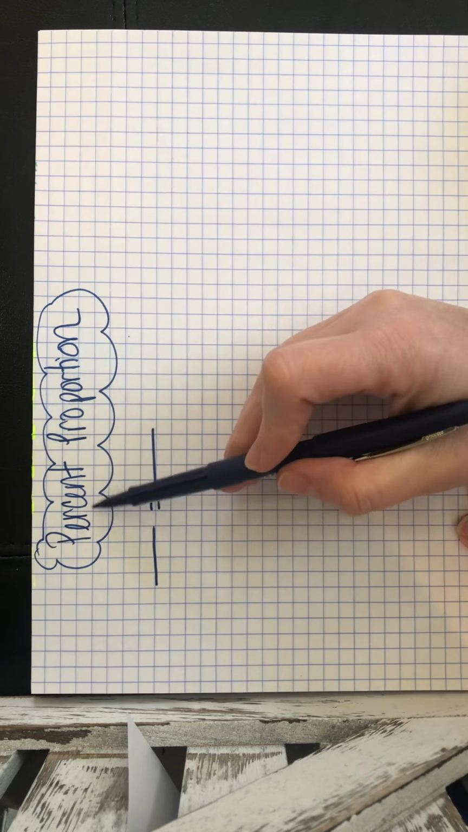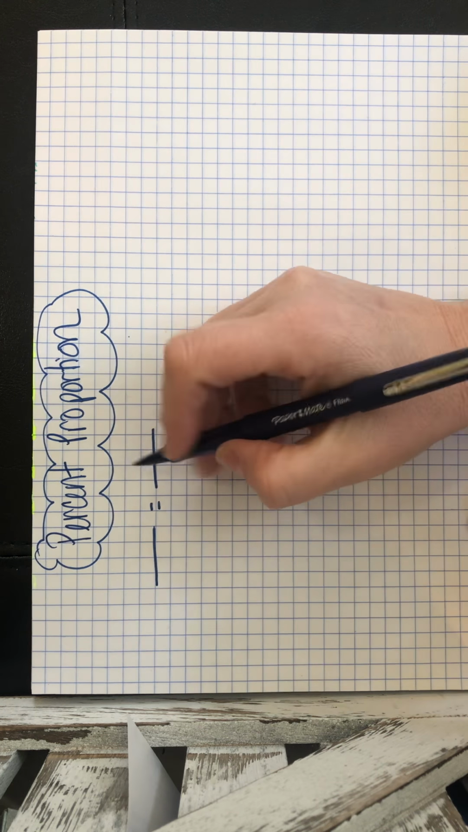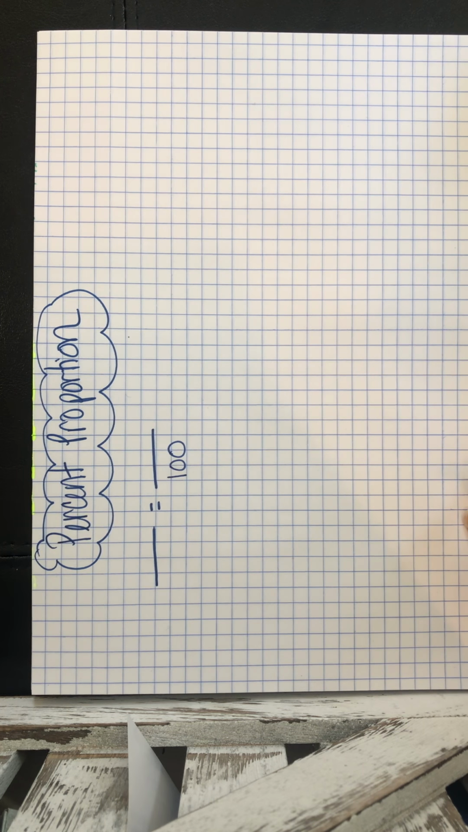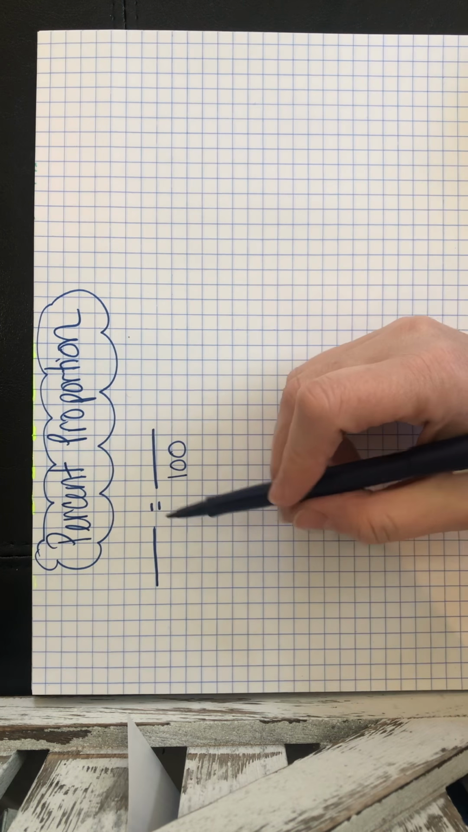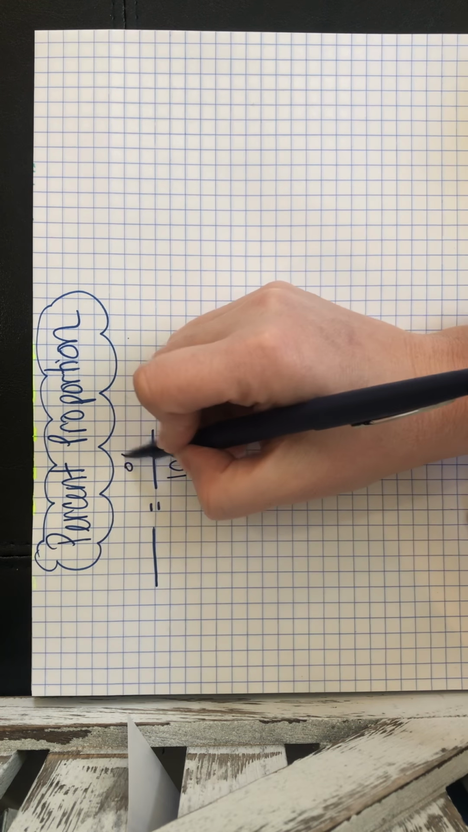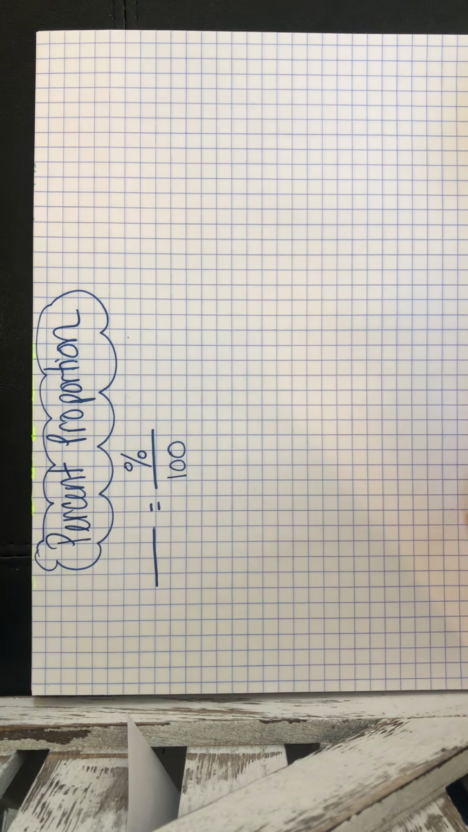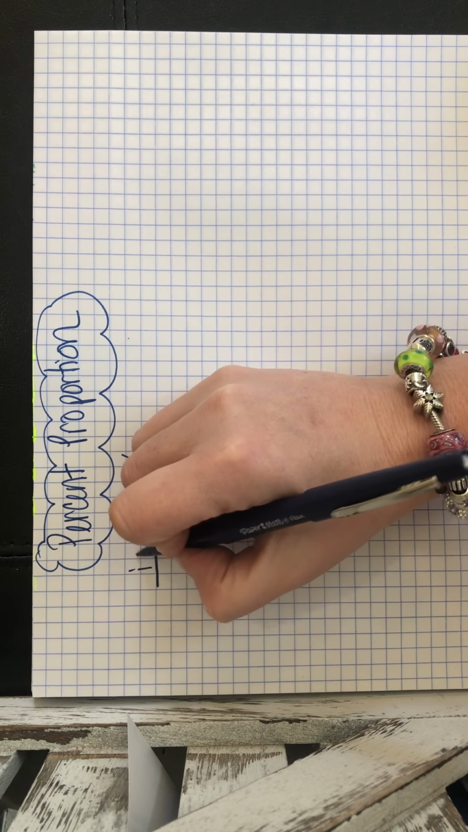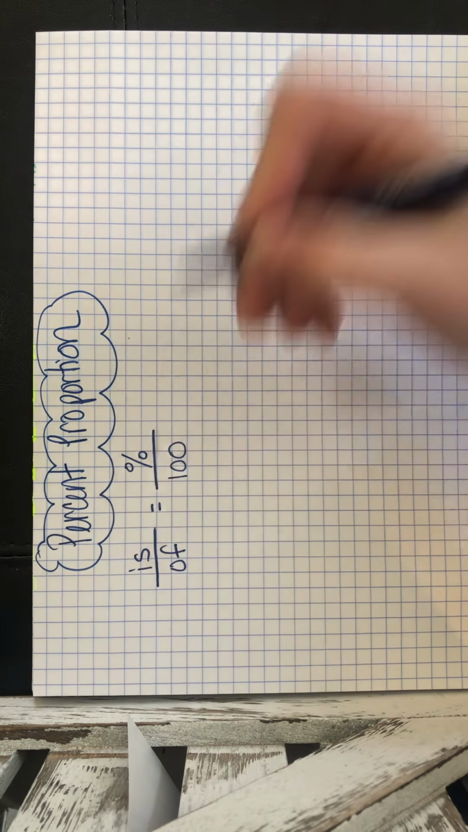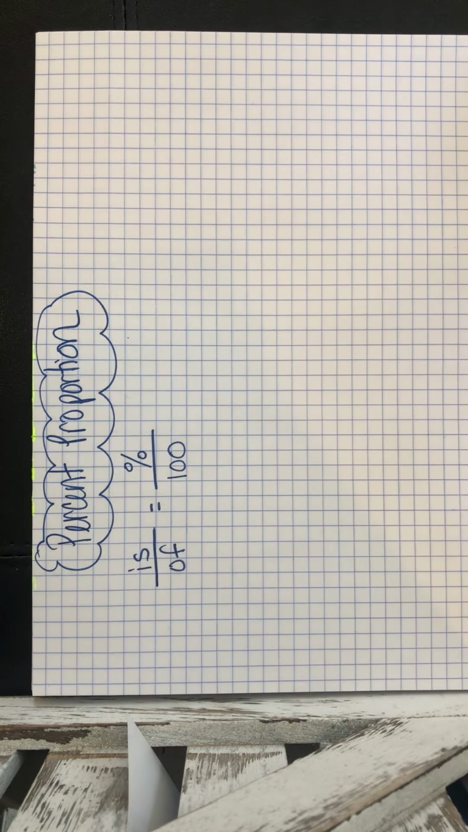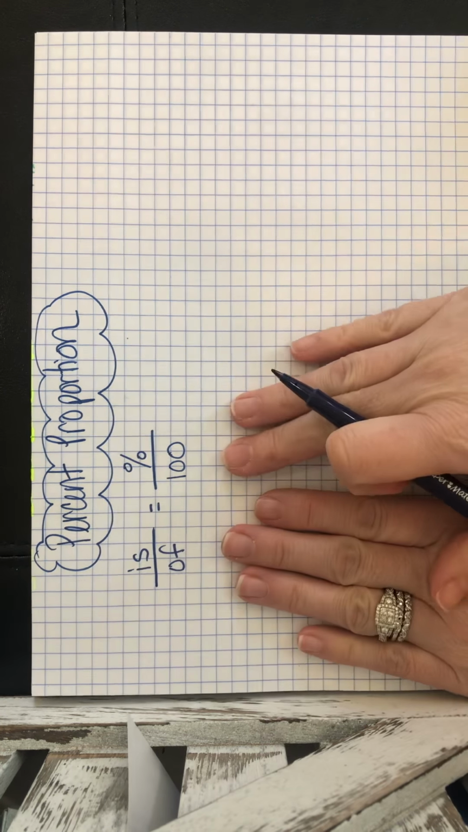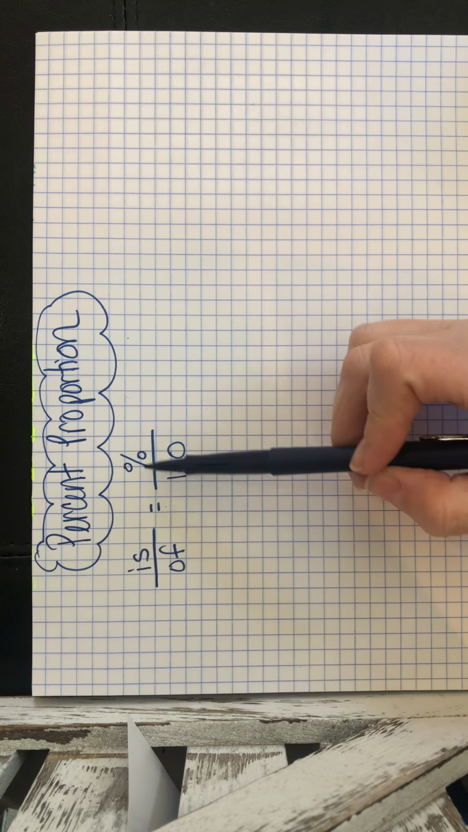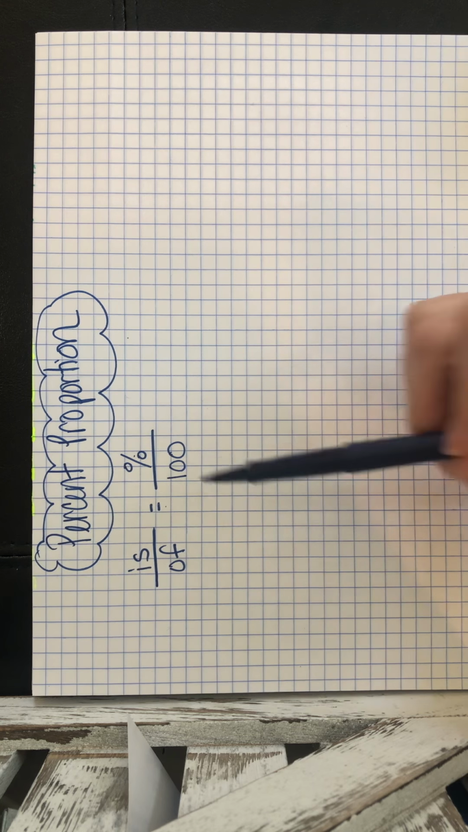When we do a percent proportion, we're going to fill in 100 here because percents are always out of 100. And since percents are always out of 100, this is where your percent is going to go. This side of your proportion for this ratio is going to be is over of. And then this will all make sense in a minute. So this is the percent proportion. You can use this for any type of percent problem. Is over of equals your percent over 100.